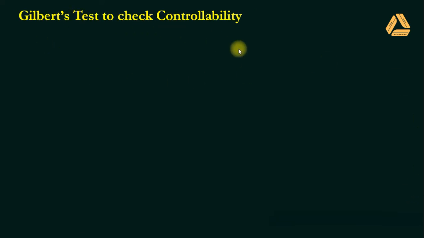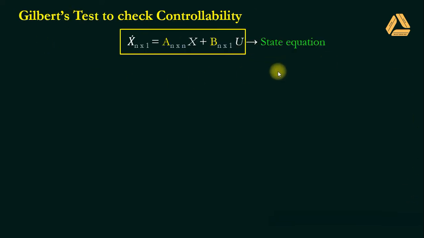Coming to Gilbert's test to check controllability. Whenever you are going to check for controllability, you are going to take the state equation alone, because we need the matrices A and B alone. Only for checking the observability, which we will see in the next session, we need both the state equation as well as the output equation.